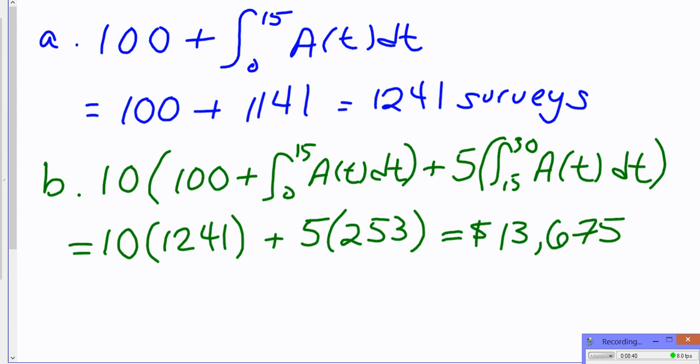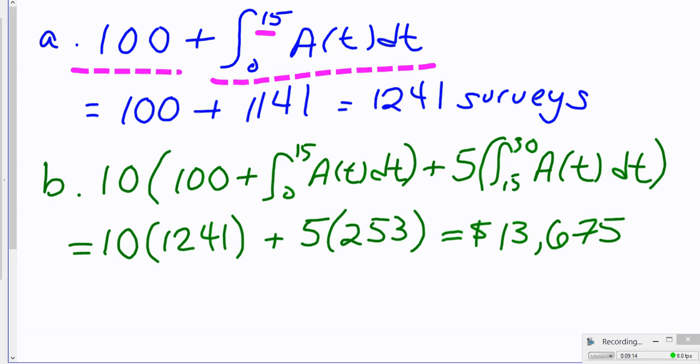Okay, I hope you've taken the time to try this yourself. You certainly will learn more by trying before you peek. All right, so part A asks how many people answered surveys by June 15th. So this is one of the places we need to use our initial condition of 100. That's how many surveys were in the bank as of the beginning of June. And then there are more that are accumulated through the month of June, but we were just asked for up to the 15th of June. So we use the bound of 15 to signify that, and you can see my work there.